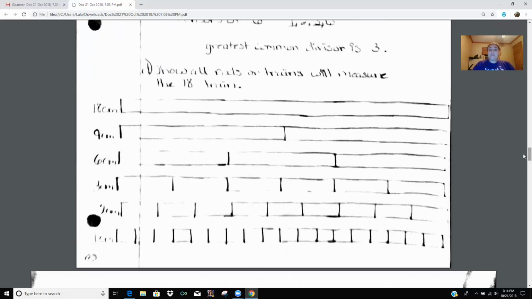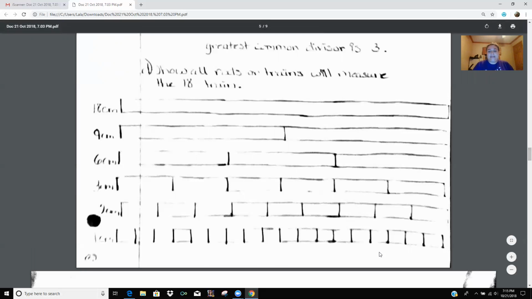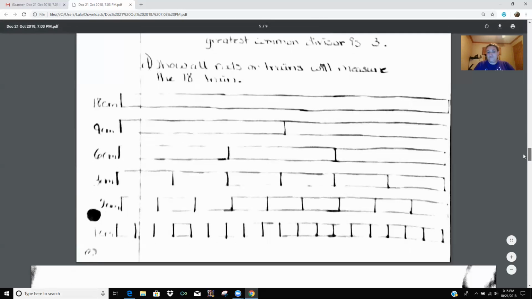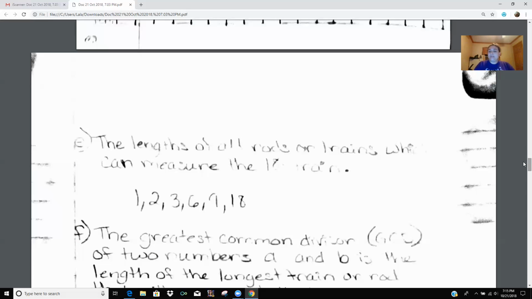All right, so on the next one, it wants you to show all the rods or trains which will measure an 18 train. So we got 18 centimeters at the very top, 2 9 centimeters, 3 6 centimeters, 6 3 centimeters, and I'm sorry. We have 1, 2, 3, 4, 5, 6, 7, 8, 9 2 centimeters, and then we have 18 1 centimeters. And the other part is just listing the numbers.